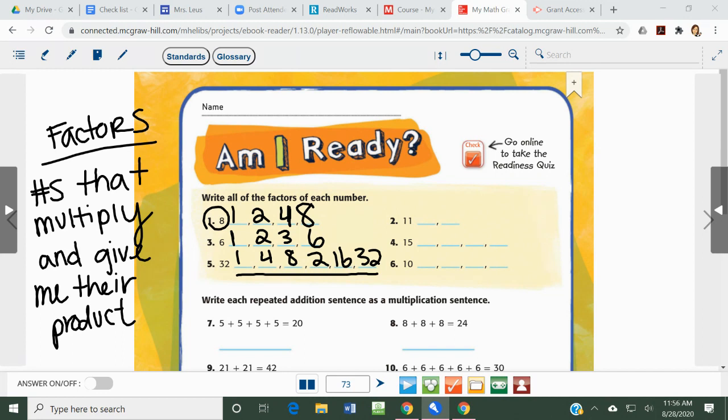Number 2, I saved number 2 next because we have a prime number. The only numbers that multiply to 11 are 1 and itself, so we would call that prime. Number 4, 1 and 15 gives me 15, and I know 3 times 5 gives me 15. And then number 6, we have the number 10. 1 times 10 is 10, and 2 times 5 is 10. So there are all the factors that we have for this page.